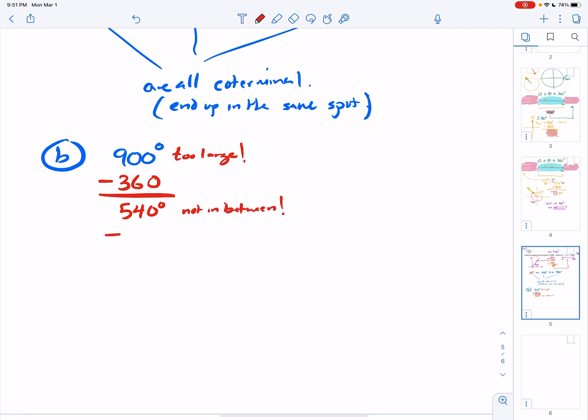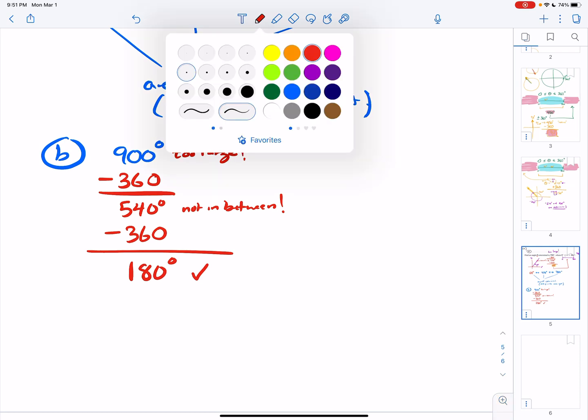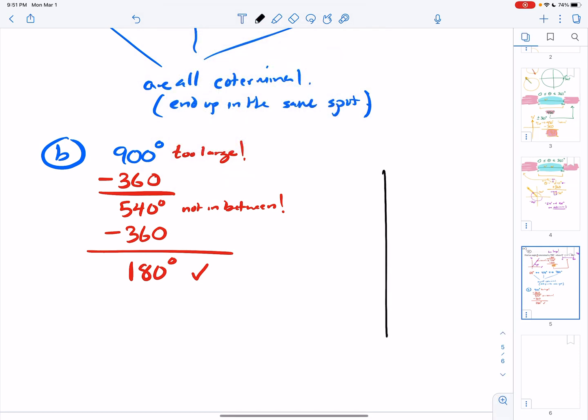So we do it again. We subtract another 360. We keep subtracting until we get something in between 0 and 360, right? So this comes out to 180 degrees. Ding. That's definitely something in between 0 and 360. So just so you guys understand, 180 degrees is when you go counterclockwise and you stop over here. So this is 180 degrees.